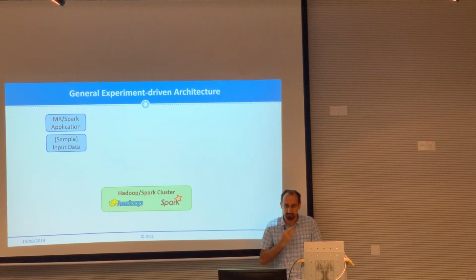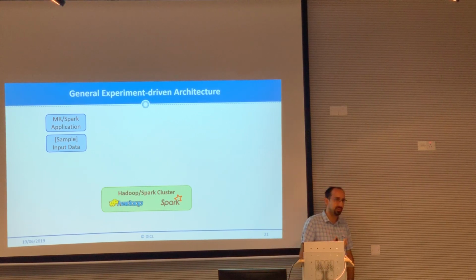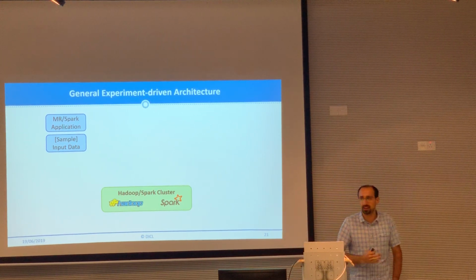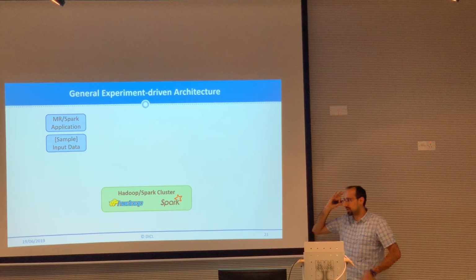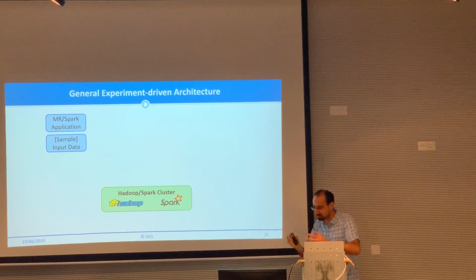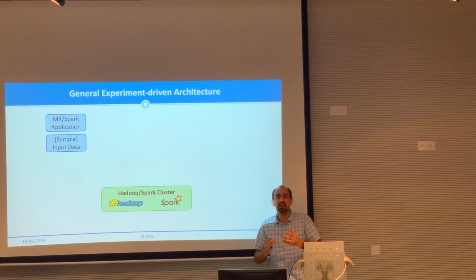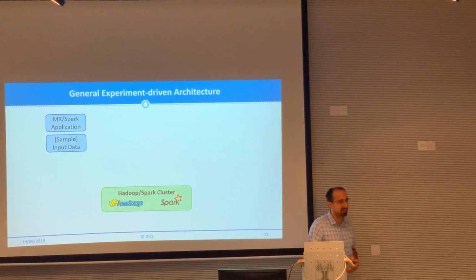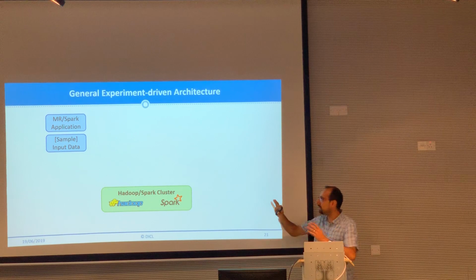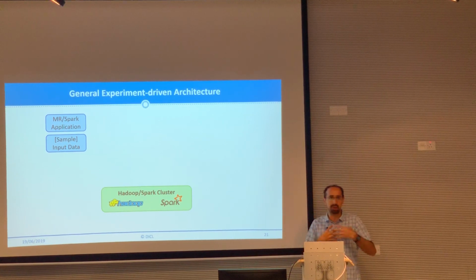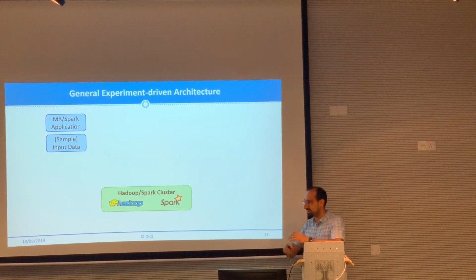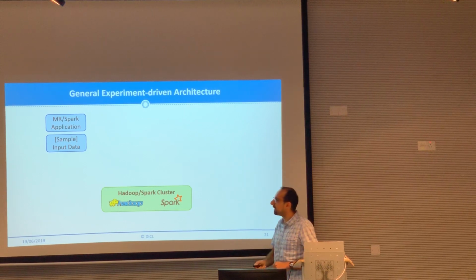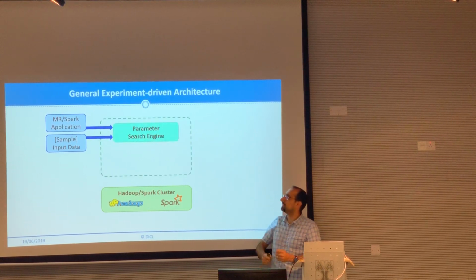The third category is the experiment-driven approach, right? So the idea is, these systems are very complicated. It's hard to model. It's hard to simulate. Let's just use them. Right? Essentially, that's the key idea here. So the high-level idea is, okay, I have my MapReduce or my Spark application, I have some input data or perhaps a sample, right? What do I do, right?